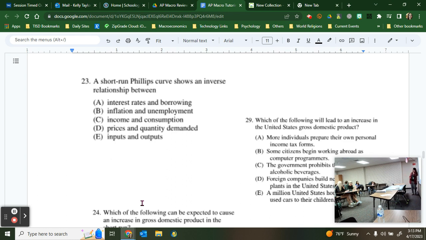What about aggregate supply though? Opposite direction. Those of you that are on your phone, you don't have to be here. This is optional. If you're going to be here, be present.